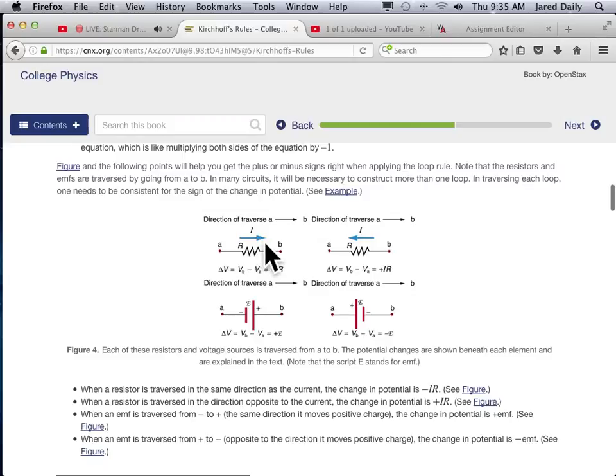If you're going with the current and calculating the potential difference, it's going to be a negative change, negative current times resistance. If you're going against the current, it's going to be positive current times resistance. And then if you're going from the low side of the battery to the high side of the battery, it's going to be a positive EMF change. If you're going from high to low, it's going to be a negative EMF change. If you use those rules to put in the signs correctly into those equations, then those equations will have all of the mathematical information necessary to tell you what the currents are if you solve them properly.